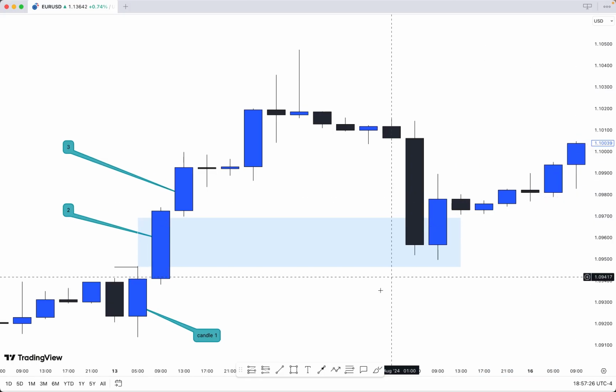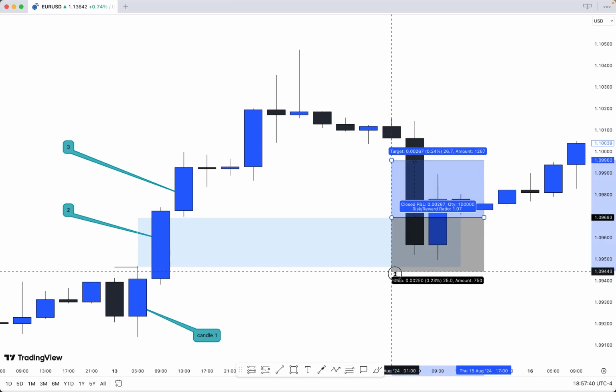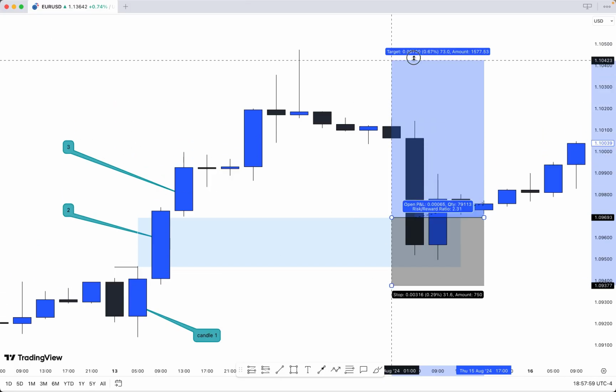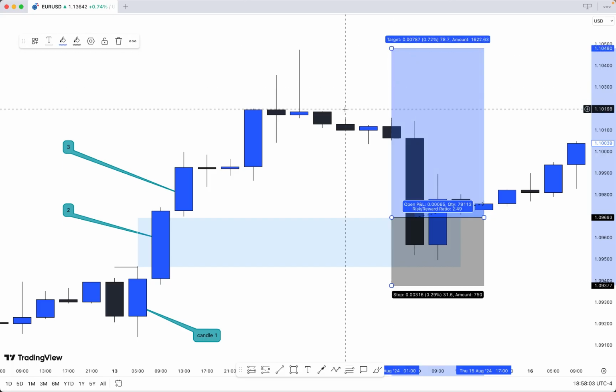If we were to take a trade from this fair value gap, what we're going to do is place our buy from the beginning of the fair value gap, put our stop loss at the end of the candle wick that formed the fair value gap, and take profit aiming for the next high. So remember, whenever we have a bullish fair value gap, we're anticipating price to come back into the fair value gap and continue trading higher.